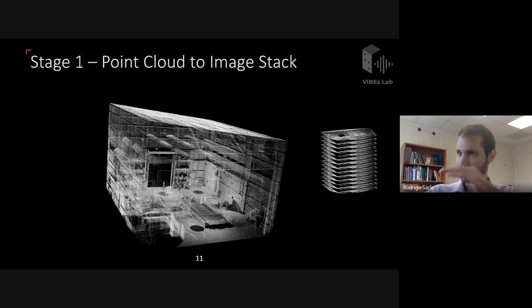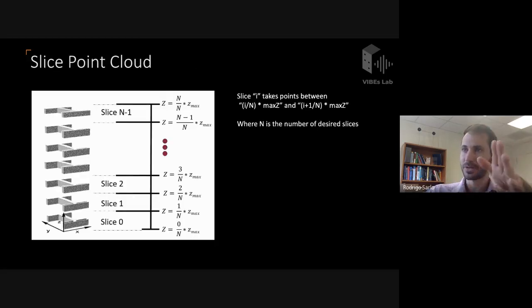And so the first step is to really slice this into images. We do that by essentially slicing along the 3 principal axes of the structure. This is an example for the Z direction. We slice it and we get essentially slivers of the point cloud. We usually do about 1,000 slices per direction, roughly speaking.